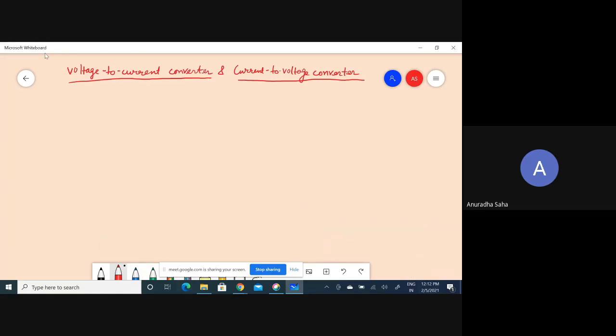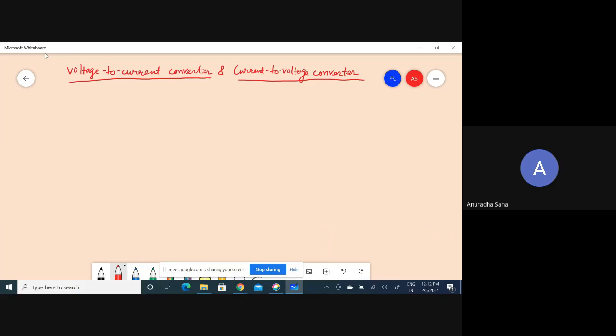Good afternoon, everyone. Today my topic of discussion is primarily going to revolve around the voltage to current converter and the current to voltage converter. As you can see, both names suggest a vice versa condition, right? Here it is a converter which can convert the voltage signal into the current signal, and here it is just the opposite case.